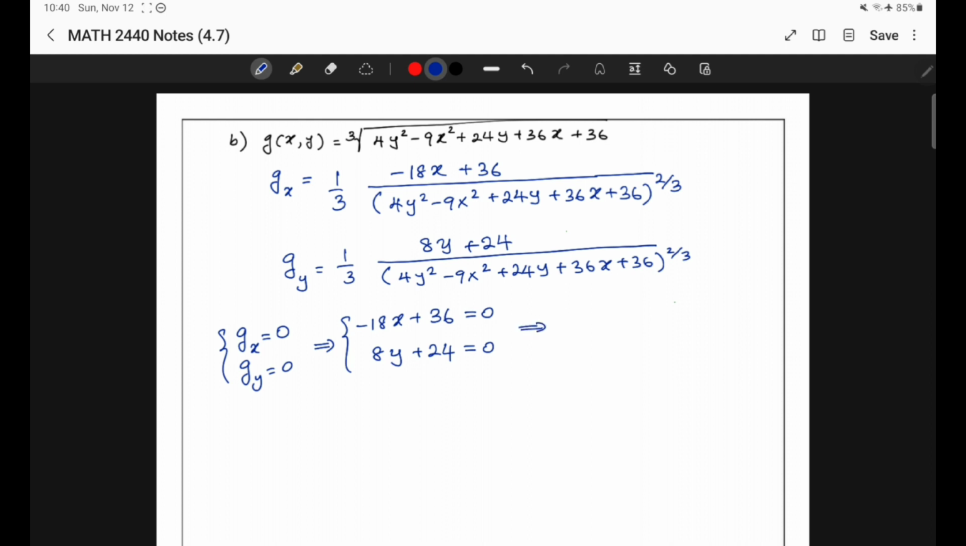And using that, you get x equals 2 and y equals negative 3. Okay, so that is a critical point. That is the only critical point we found by making the partial derivatives equal to 0. So (2, -3) is a critical point.